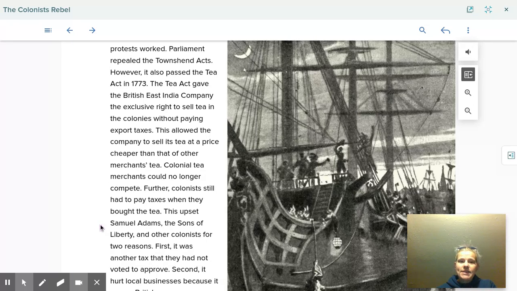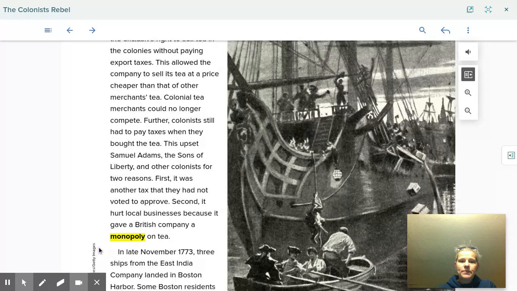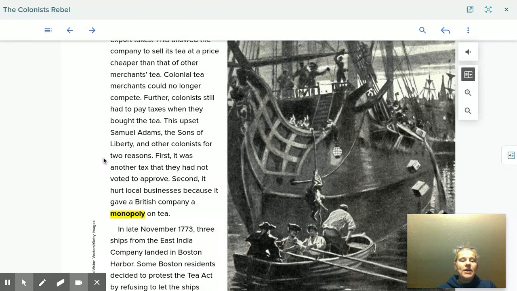This upset Samuel Adams, the Sons of Liberty, and other colonists for two reasons. First, it was another tax that they had not voted to approve. And second, it hurt local businesses because it gave a British company a monopoly on tea.